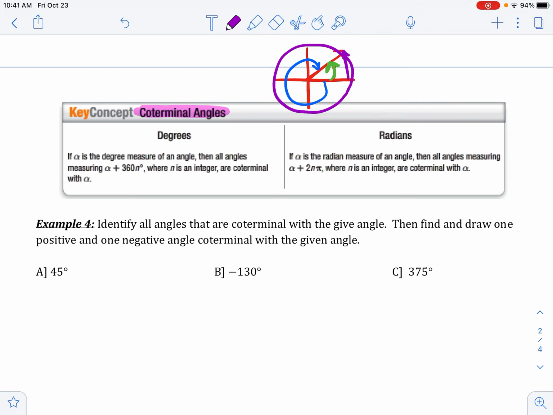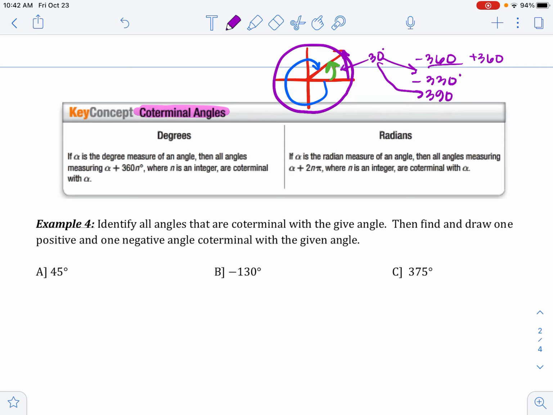So notice, if I knew that this was 30 degrees, that green one, what would the blue angle be? Together they make a full circle, so 360 from that, or minus 360 from that, that angle is negative 330 degrees. If I want to know the purple angle, it's 30 degrees and 360 more, so that's 390 degrees. So if I have 30 degrees and I want it to be negative 330, I subtract 360. If I have 30 degrees and I want to get it to be 390, I add 360.